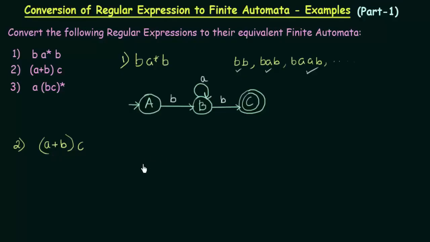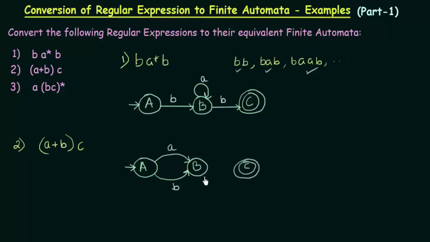So let's say I have a state A, which is my starting state, and the next state, which is state B, and then A can go to state B on getting input small a, and also A can go to the next state B on getting the input small b. So whenever you have a plus symbol in between them, this is the way you make it. A can go to the next state B on both inputs small a and small b. And now we have the next input c, and this should proceed to the next state, which will be my final state C.